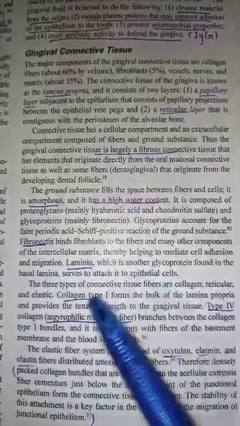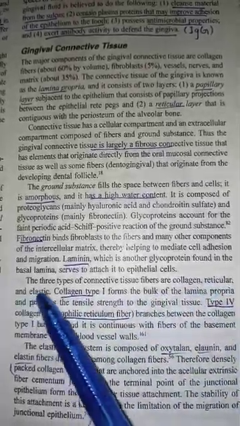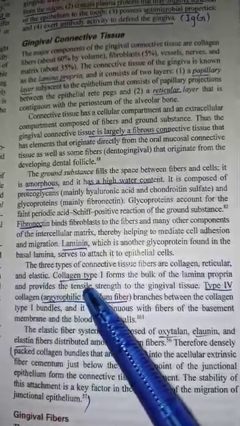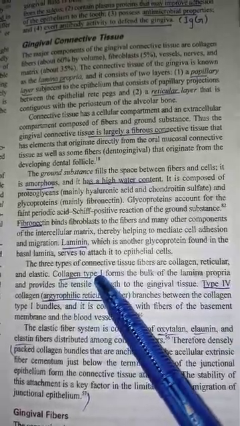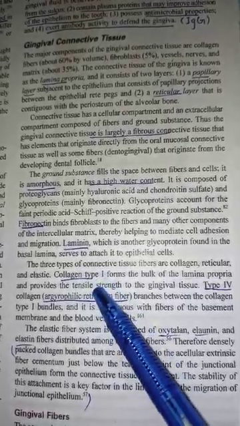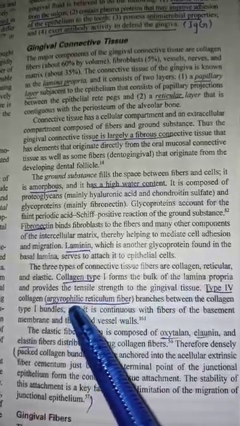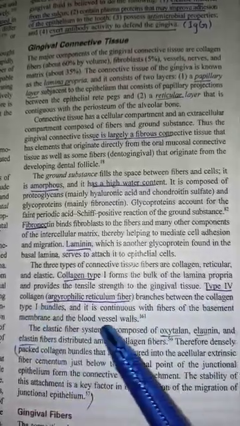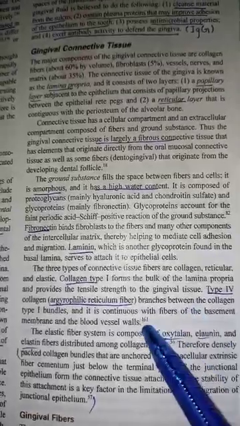Okay, now we have three types of fibers: collagen, reticular, elastic. So number one, we will study about the collagen. Okay, so collagen fibers are two types. Mainly we study type 1 and type 4. The type 1 is present in large amount in the connective tissue that provides the tensile strength to the gingival tissue. The other is type 4, which is argyrophilic reticular fibers, that actually branch between the collagen 1 and have continuous fibers of the basement membrane and blood vessel walls.